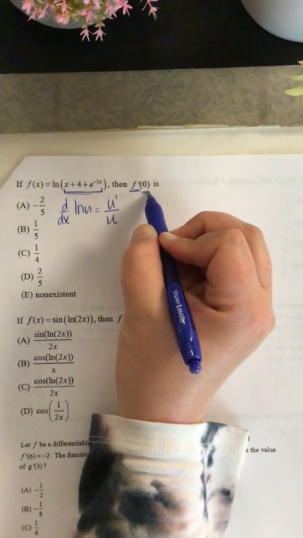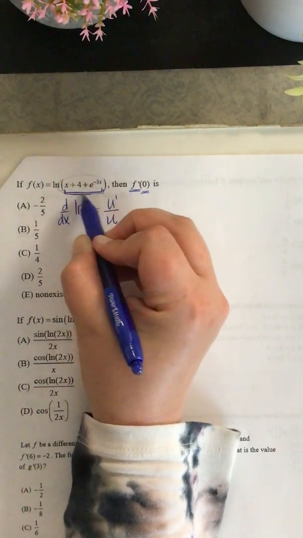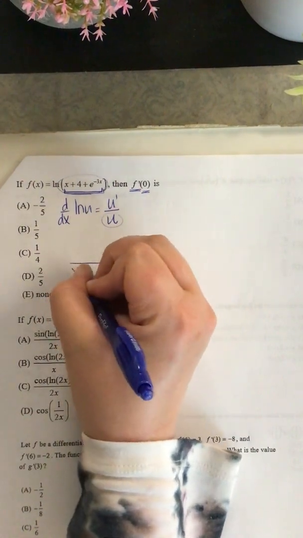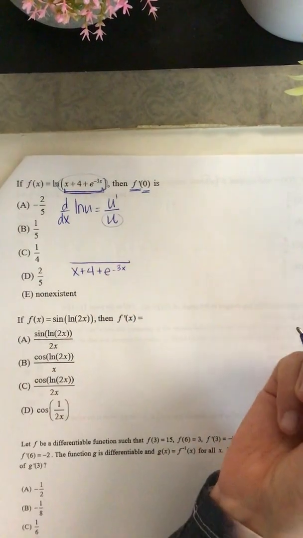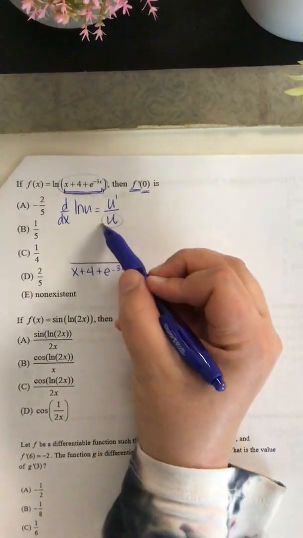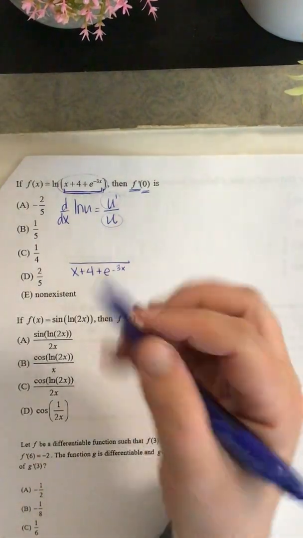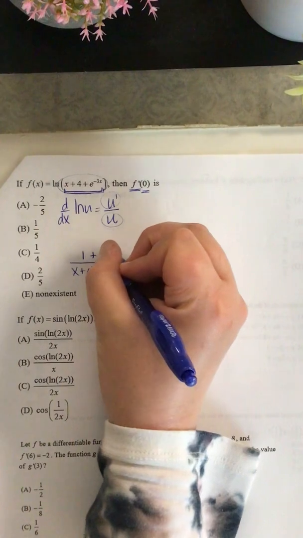So what's the derivative going to be if this is our u? Well, we're going to keep the exact same u on the bottom. So it would be x plus 4 plus e to the negative 3x. But then what would we put on top? It's u on bottom and u prime on top. e to the negative 3x. 1 plus e to the negative 3x times what?